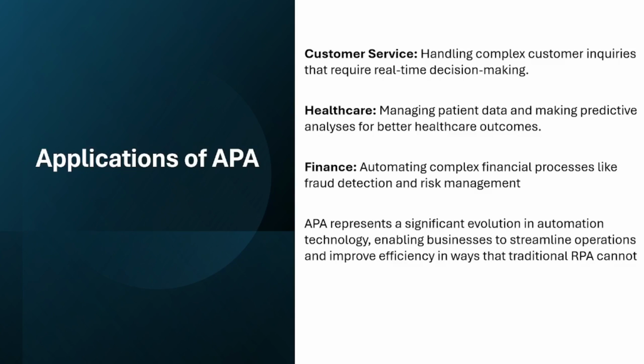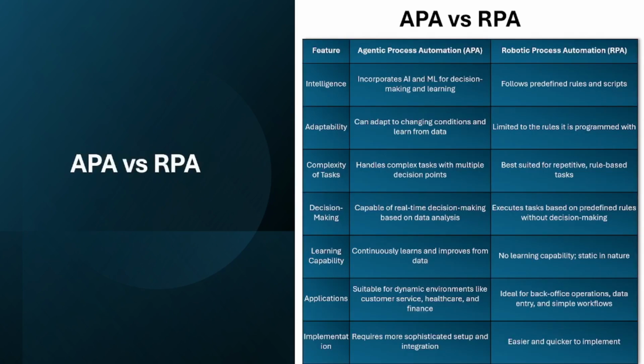APA represents a significant evolution in automation technology, enabling businesses to streamline operations and improve efficiency in ways that traditional RPA cannot. Right? Since it uses artificial intelligence and machine learning, its efficiency is much higher than robotic process automation. Now we will learn about the differences between APA and RPA.